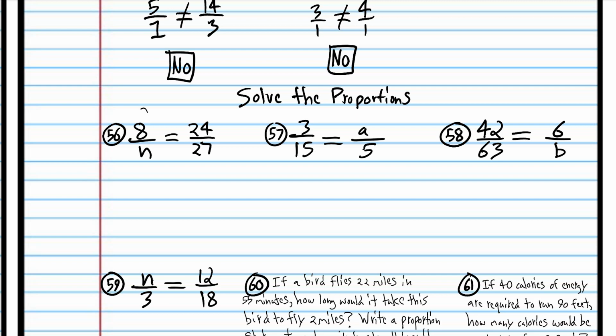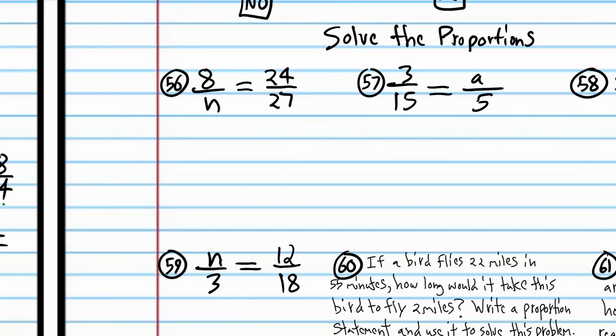So we have 8 over n is equal to 24 over 27, and we have to find n. This is asking us to find n. All right, so what we're going to do is reduce this fraction, divide both sides by 3, and we get 8 over 9. Now, if we're assuming that this proportion is true, then it's pretty obvious what n is equal to.